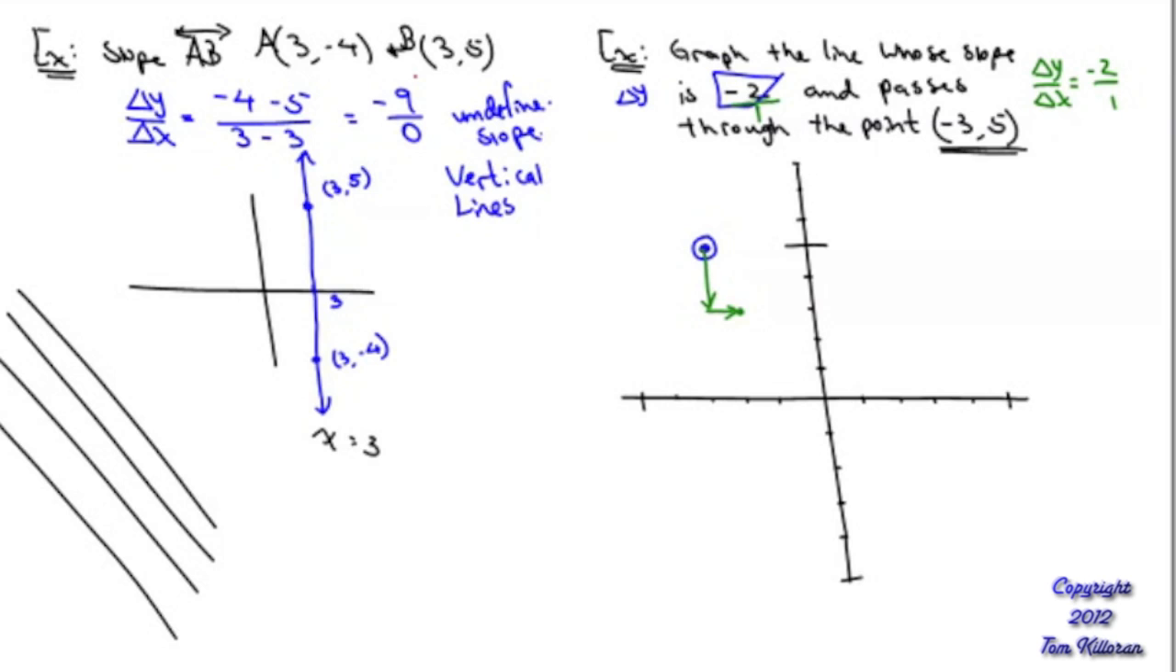So once you plot this point, put an imaginary line between the two of them. What kind of slope does this line have? Negative. And that better be exactly the same as the slope you started off with. It better be negative.